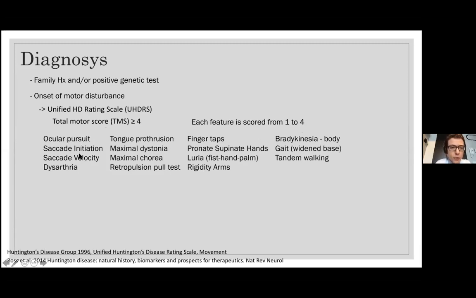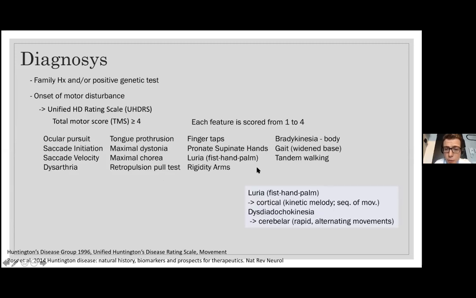So we have ocular pursuit, saccades, dysarthria, tongue protrusion, dystonia, chorea, retropulsion, finger taps, pronation, supination of hands, luria. I don't know if you know this, but luria is a sequence of movements. It's fist, hand, palm. I don't think you're seeing me, but it's a specific sequence. And so it gives more information about the cortex. So being able to program a sequence of movements, and it's a bit different from dysdiadochokinesia, which is more cerebellar, which is involved in rapid alternating movements.